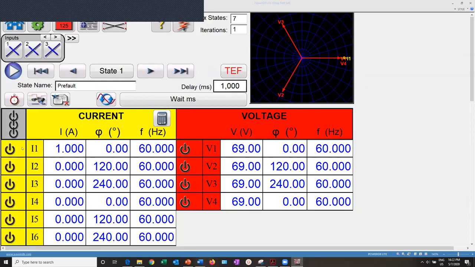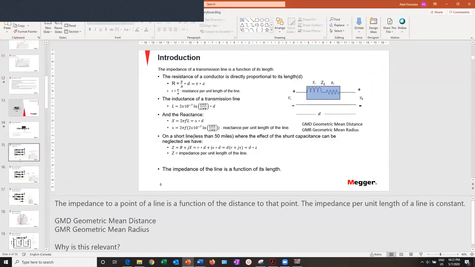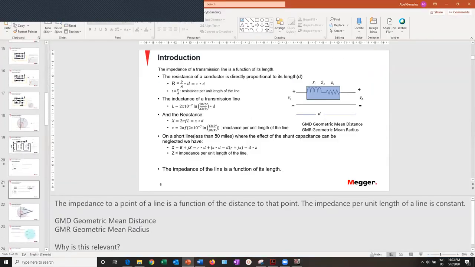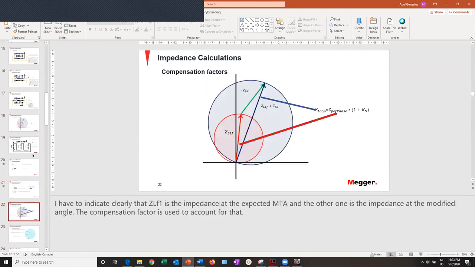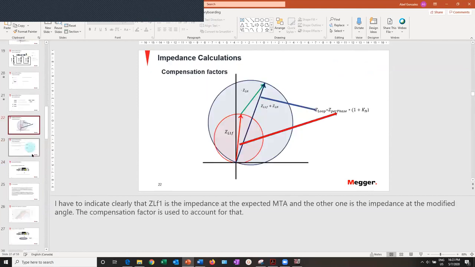So yes, the compensation factor is very important. The reason is that ground distance protection is typically designed to be set based on positive sequence impedance to the fault for single line to ground faults, like Abel mentioned. The impedance seen by the relay is a combination of positive, negative, and zero sequence impedances of the system. We know the positive and negative sequence impedances are equal to each other in magnitude and angle, but zero sequence impedance may have a difference in magnitude and phase angle.